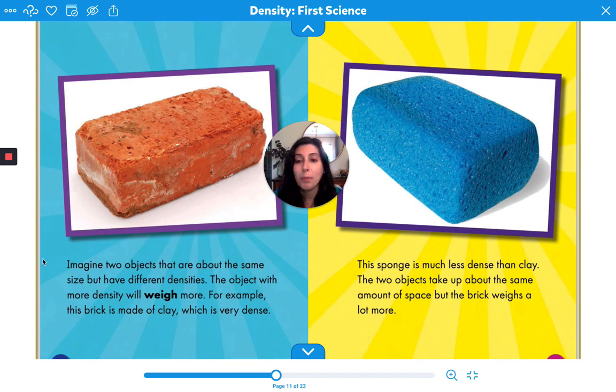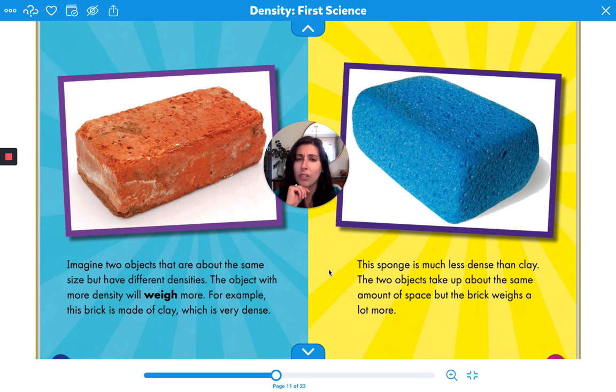Imagine two objects that are about the same size but have different densities. The object with more density will weigh more. For example, this brick is made of clay, which is very dense. This sponge is much less dense than clay. The two objects take up about the same amount of space, but the brick weighs a lot more.